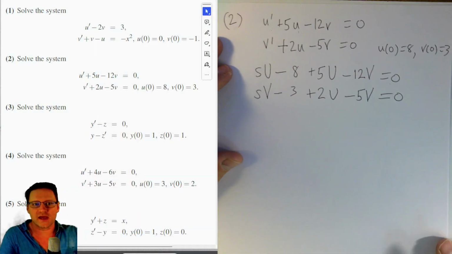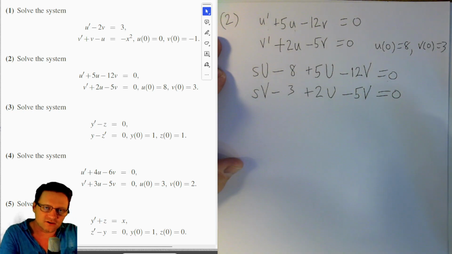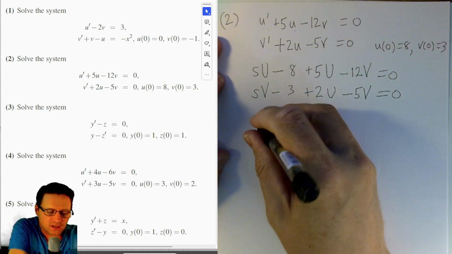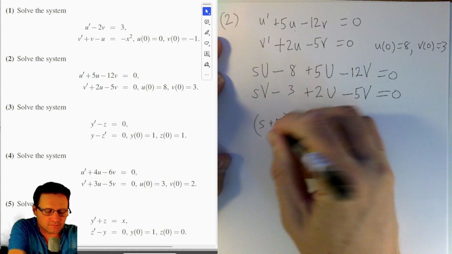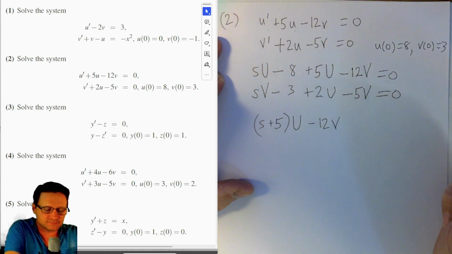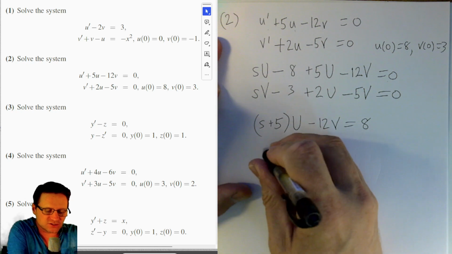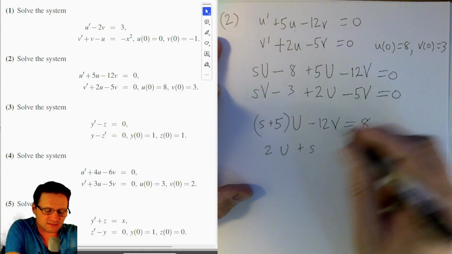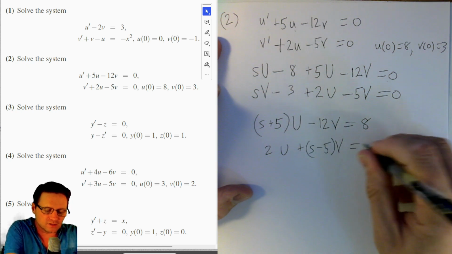All right, so let's go ahead and continue this. So we need to collect like terms and factorize the coefficient times U, and similarly with the V. So (s plus 5) times U minus 12V equals 8. All right, now for the second one, we have 2U plus (s minus 5) times V is equal to 3.